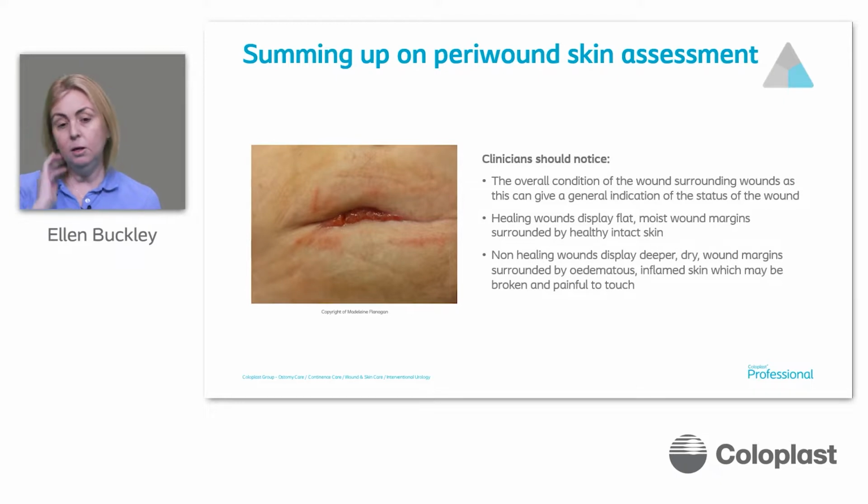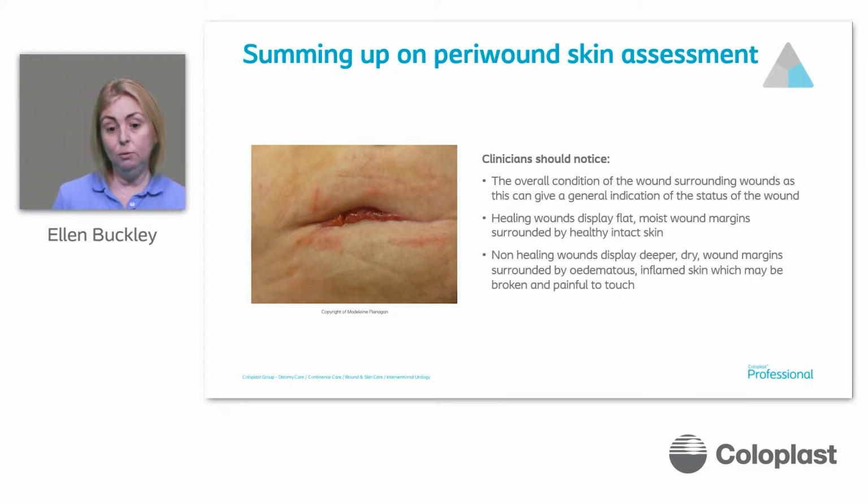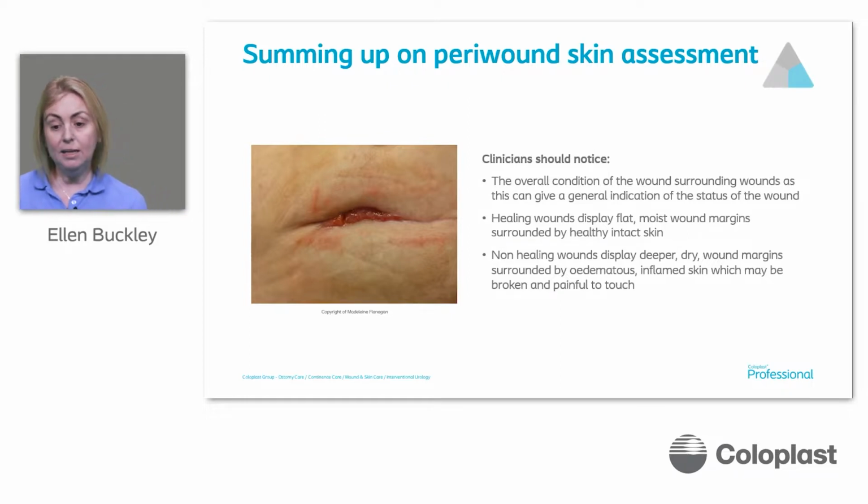So just summing up our periwound skin assessment, we've looked at the overall condition of the surrounding skin as being a really important part of our wound assessment, because we need healthy surrounding skin as well as a healthy wound edge and as well as a healthy wound bed. Healing wounds will display flat, moist wound margins surrounded by healthy, intact skin. And in non-healing deeper wounds, wound margins can sometimes be surrounded by edematous, inflamed skin, which might be broken or painful to touch.